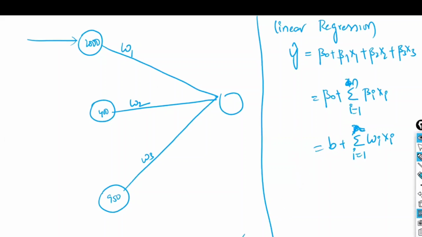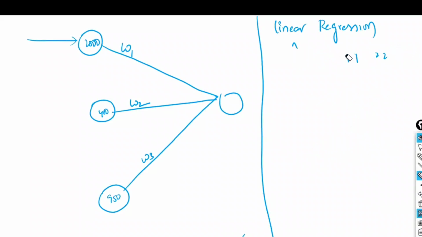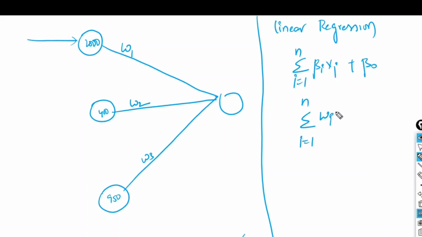So in machine learning, the linear regression equation was taken as sigma i is equal to 1 to n beta i xi plus beta naught. The same thing in deep learning they have considered as sigma i is equal to 1 to n w xi plus b. Only the notation has changed. The concept is the same. They changed the notation in deep learning.